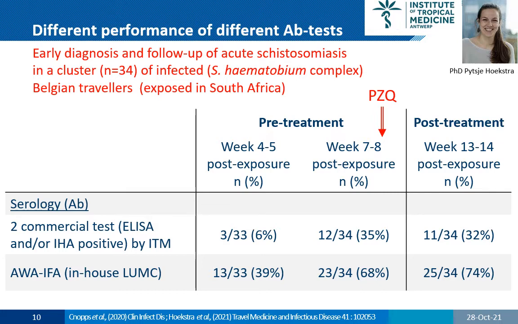While in our in-house immunofluorescence assay on S. mansoni adult worms performed at the LUMC, we saw a much better response, with 74% of this cluster being seroconverted. But whatever serology test was used, whether it was the commercial or the in-house one, no effect was seen following treatment with praziquantel. And I will come back to this remarkable cluster later in my talk.